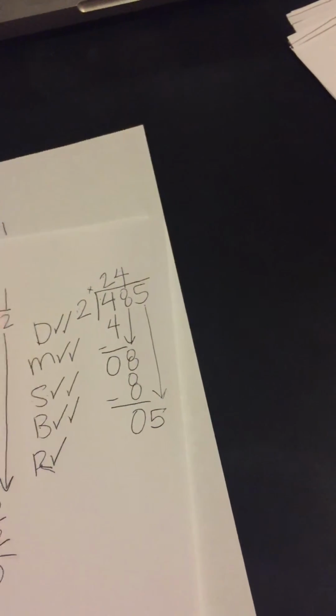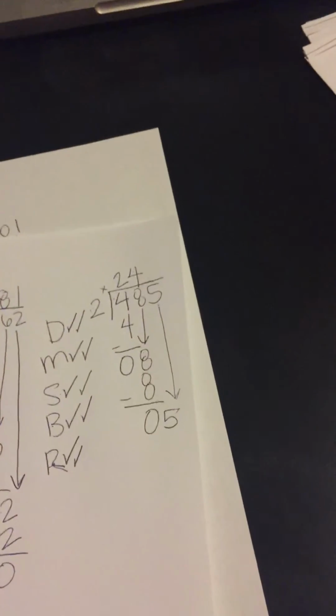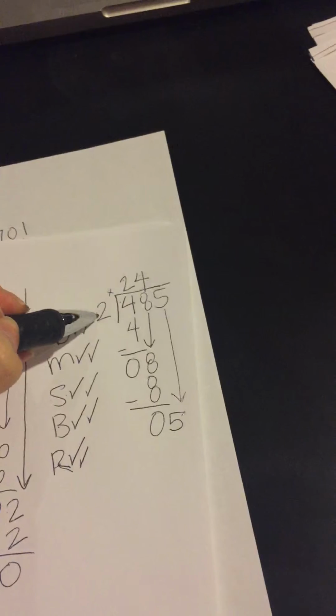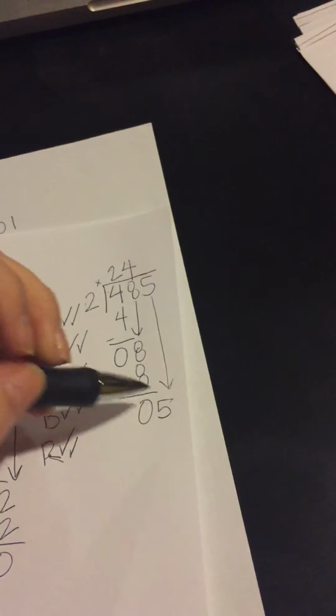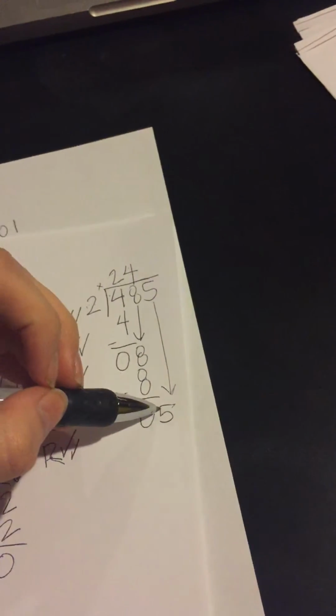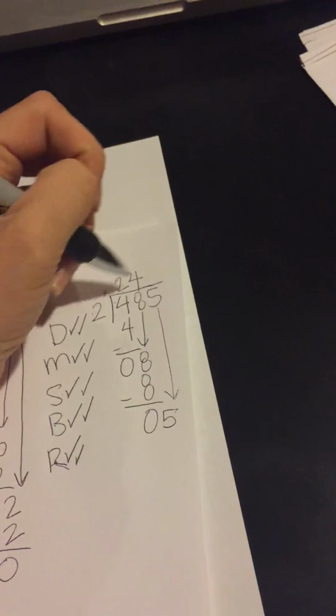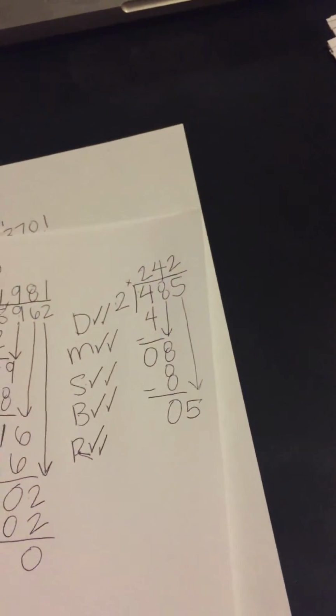All right, we can put a check there, and now we just need to repeat. How many times does 2 go into 5? Well, I know that 2 times 2 is 4, so that's pretty close to 5. What about 2 times 3? 2 times 3 is 6. Oh, that would be too high. That's over 5. So we're going to have to do 2 times 2.